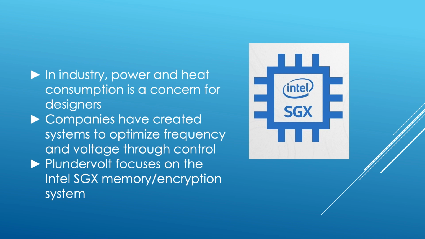Again, Plundervolt focuses on the Intel SGX memory encryption system. Other research has focused on different parts of it, and has done somewhat similar work, but this is the one that's really been able to use voltage control to affect a memory encryption system, which hadn't been done before. SGX is a general instruction set that increases the security of application code and data. So it's a security measure that was already added into an Intel processor, and they're still able to hack into that, basically.